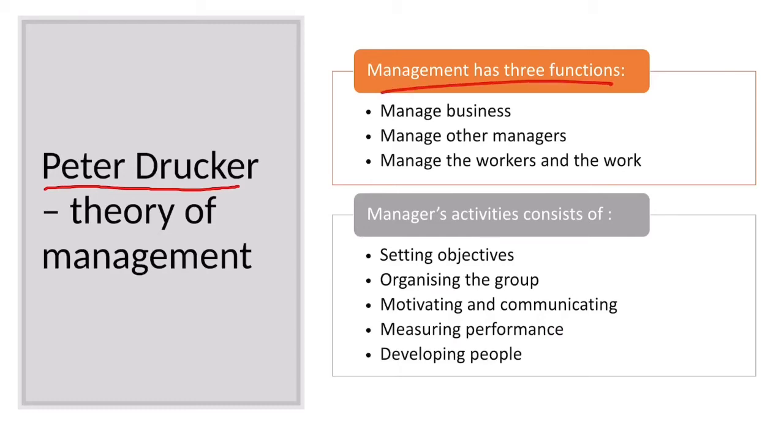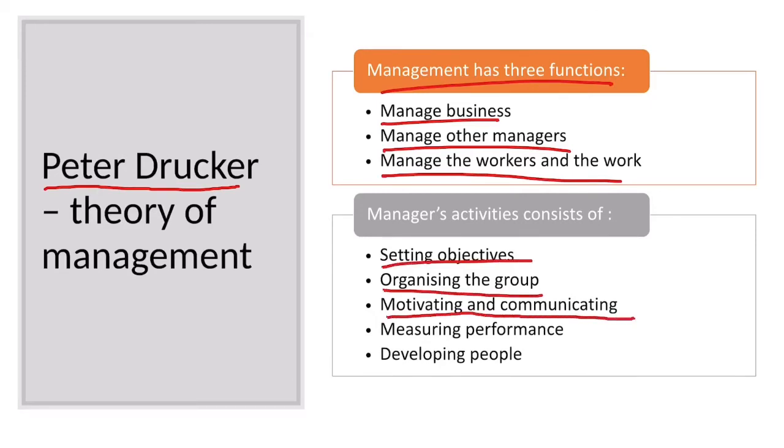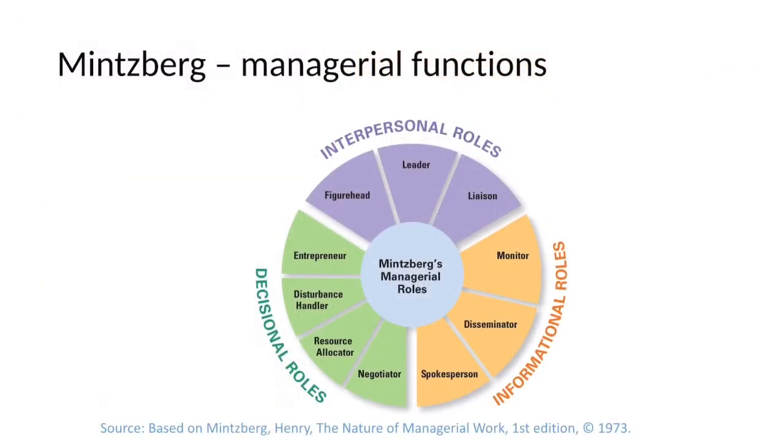Management has 3 functions: manage the business, manage other managers, and manage workers and the work. Manager activities consist of setting objectives, organizing the group, motivating and communicating, measuring the performance, and developing the people. This is what Peter Drucker suggested. Mintzberg said managerial functions can be divided into 3 areas: interpersonal roles, decision roles, and informational roles. Each of these further subdivides into the tasks carried out by managers.